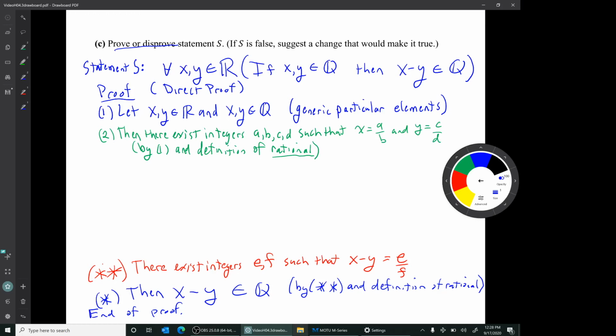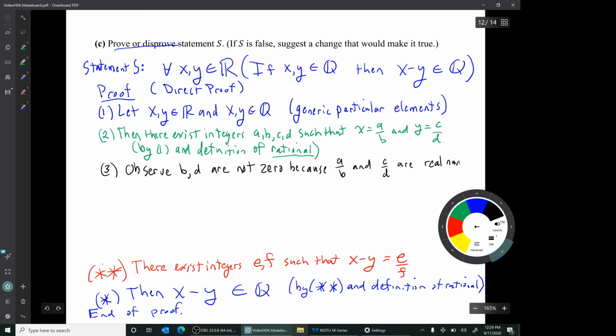Now, remember that there's an issue of ratios of integers needing to have non-zero denominators in order to actually define real numbers. So I'm going to do something different in this proof that I didn't do in the last proof. I'm going to actually put in an explicit line in statement 3 that says b and d are not 0. So the reason we know that they're not 0 is because a over b and c over d are real numbers.